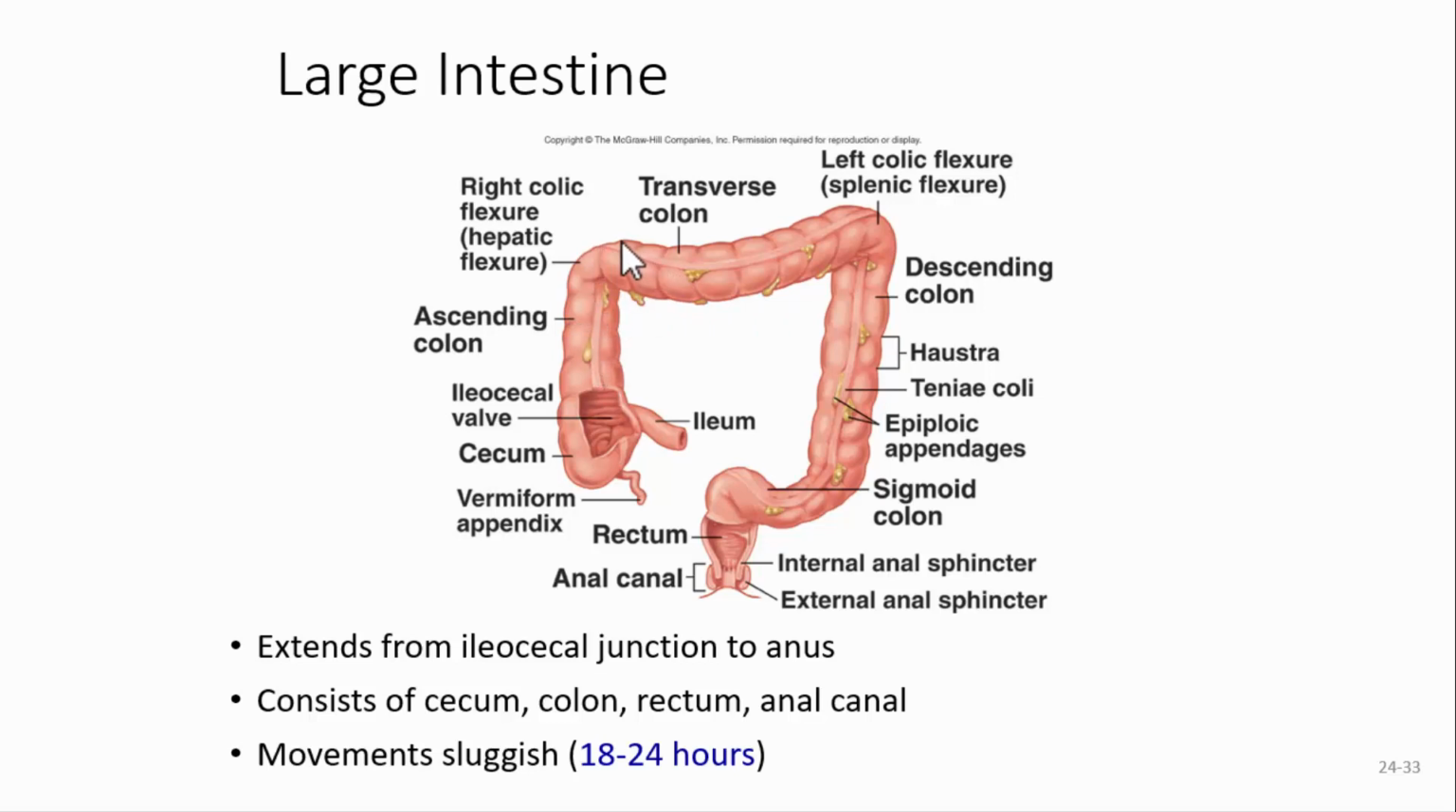At this one bend here, this is called the right colic flexure. It's also called the hepatic flexure because right here is where the liver sits. And this would be the left colic flexure or splenic flexure because the spleen is over in this area.